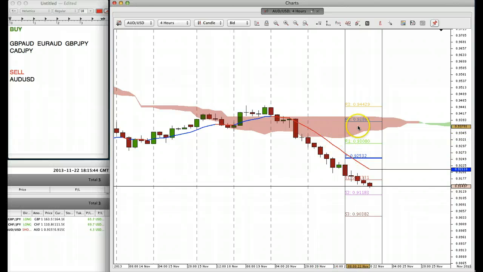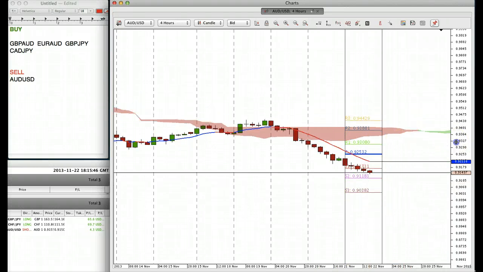Now we added the cloud, the Ichimoku cloud, so price gives us more confirmation. Price is below the cloud, below the central pivot point, and below the moving average line. This is a 10 moving average line.